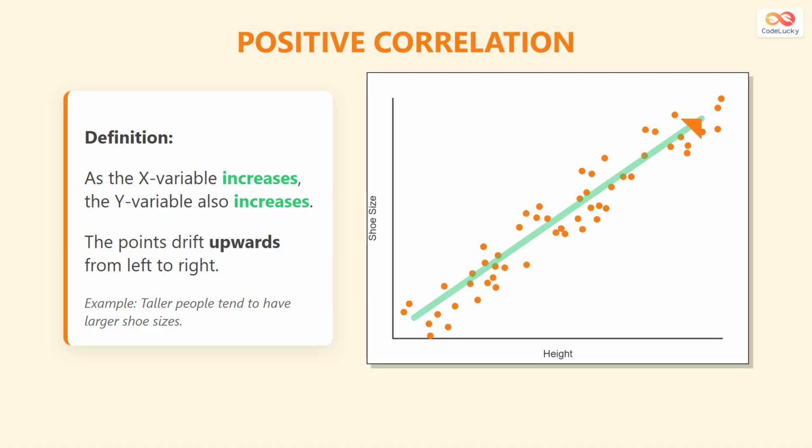Once we plot many points, patterns emerge. One common pattern is a positive correlation. This happens when the y variable increases as the x variable increases. Visually, the points drift upwards from left to right. A real-life example is height and shoe size.